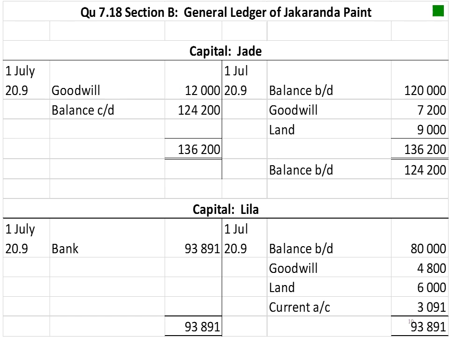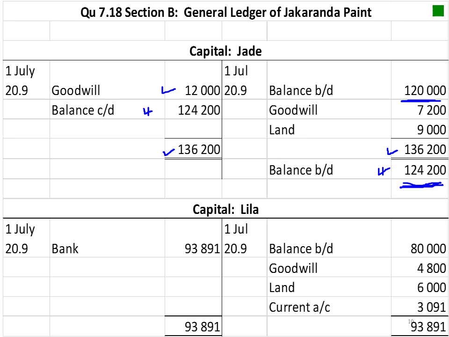So Jade's account will then, on the credit side, have an amount of 136,200 owing to him, and we subtract from that then the goodwill that's been reversed. So Jade, after the retirement of Lilla, has a final balance on his capital account owing to him of 124,200. So you can see after Lilla's retirement, his capital account has increased. It was first 120,000, now it's 124,200.